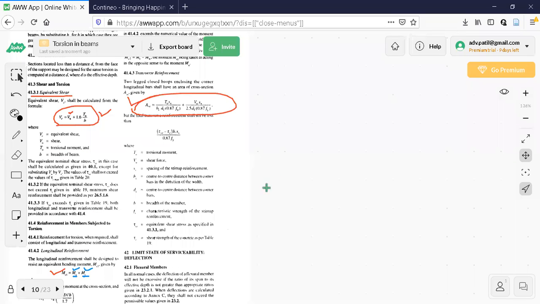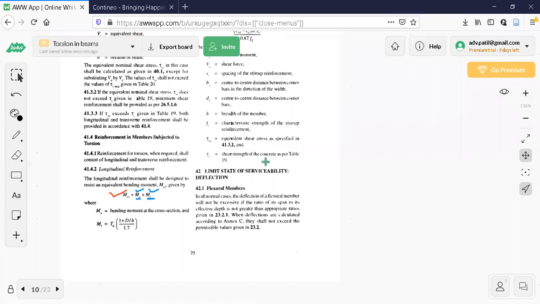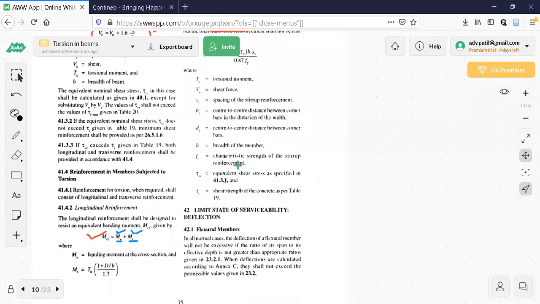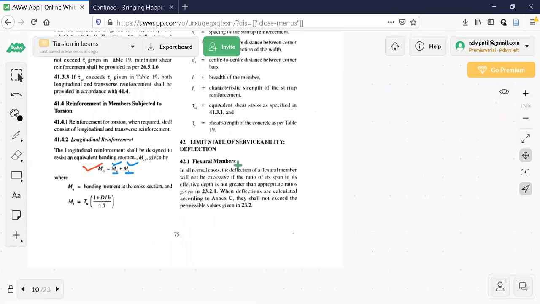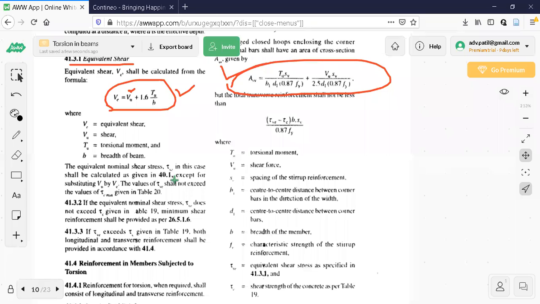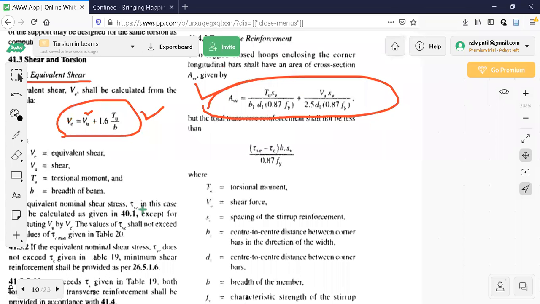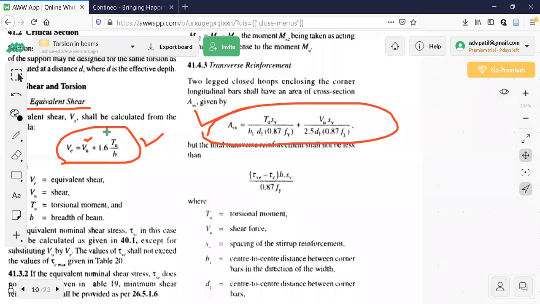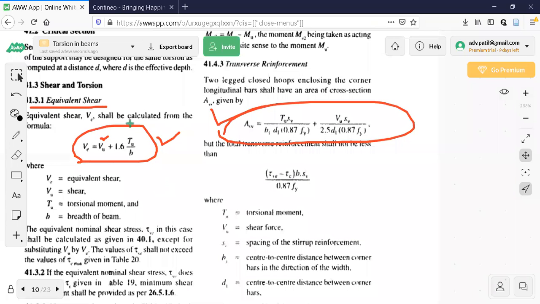Just observe this page number. In order to solve this problem, that is the July 2019 question paper, on page number 75 of the IS code book, I am going to use this formula here, that is equivalent shear.